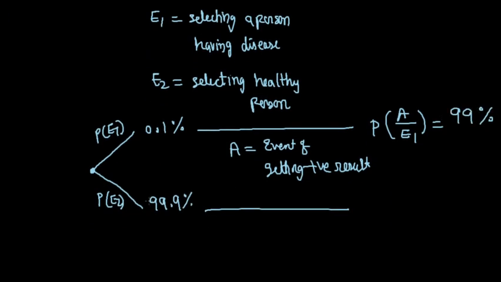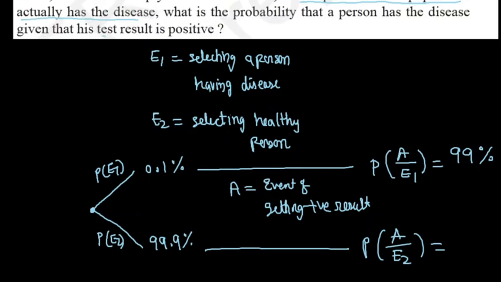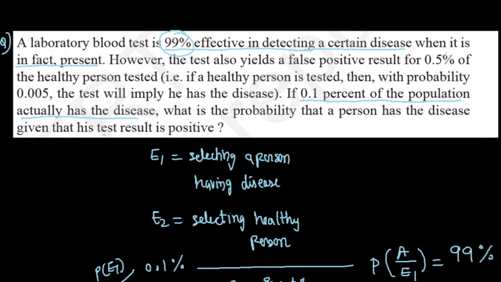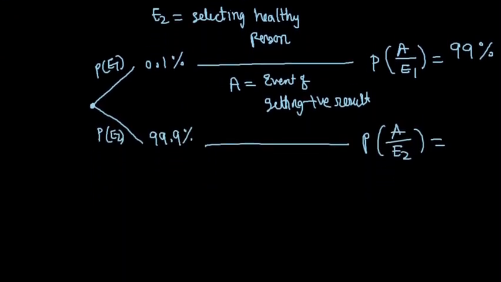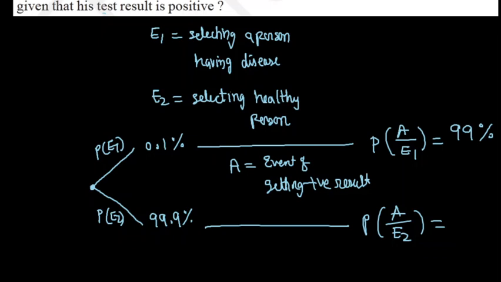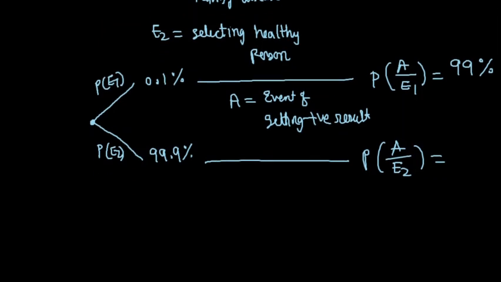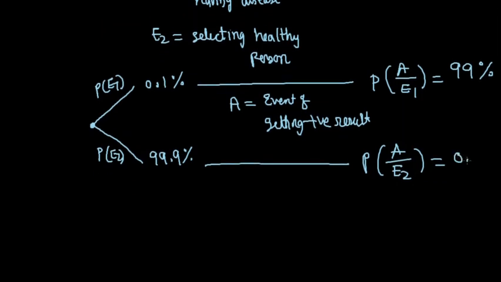Next, getting a positive result when we test a healthy person not having the disease is already given. What is given here? 0.5% of healthy persons tested yield a positive result. That is a false positive result, but still it is a positive result for a healthy person. So 0.5%.